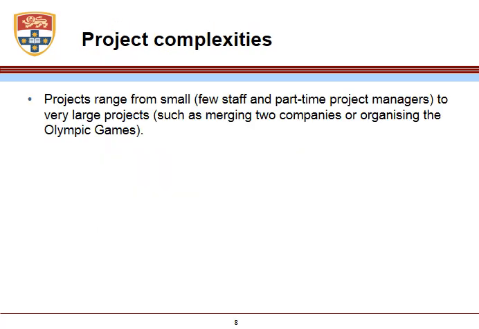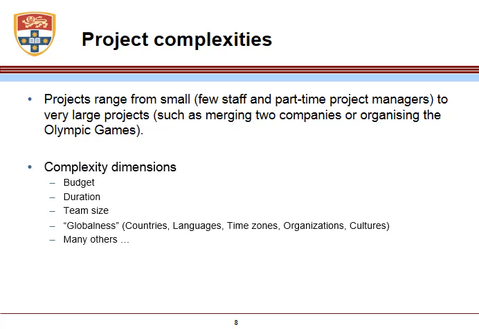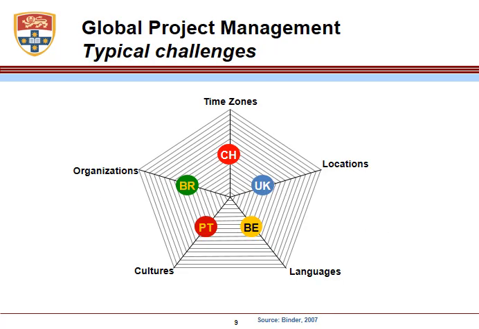So why was this book created? Basically, projects can range from small projects to very large projects, and there are different ways of measuring the complex dimensions of a project, for example, the budget, the duration, the team size. What I defined is really the set of global dimensions, what I call globalness, that can be seen in the next slide, which is having people available from different organizations, from different cultures, speaking different languages, from different locations and time zones.